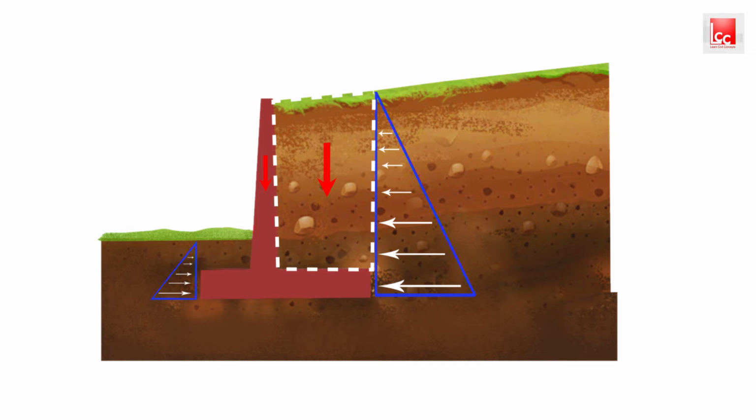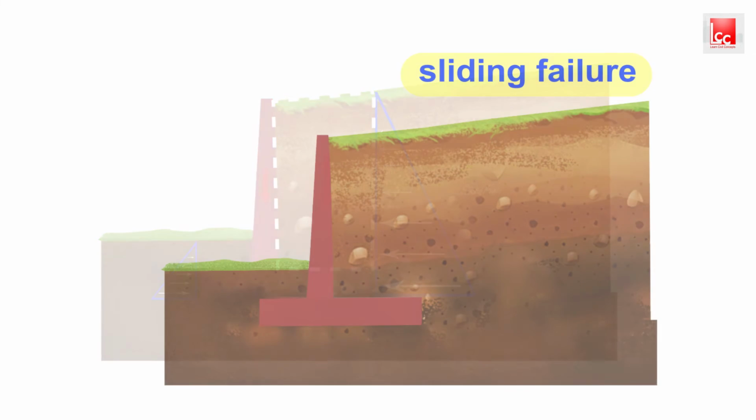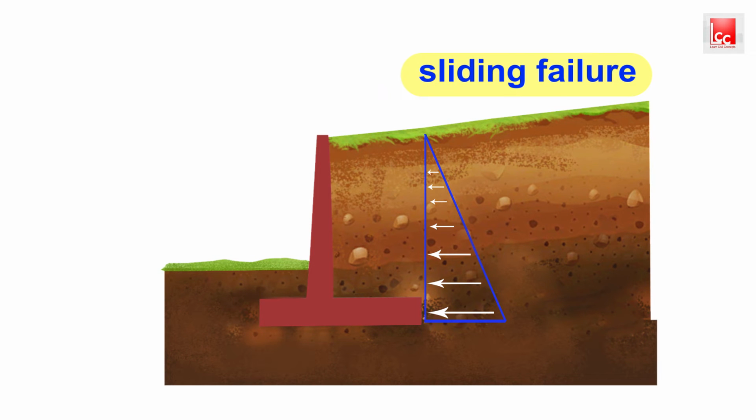The model shows red arrows downward representing stabilizing forces, while others show overturning forces. The failure of a cantilever retaining wall by sliding is known as sliding failure. In this type of failure, all lateral forces try to slide the wall. The resistance against the sliding is mainly provided by the friction between the base slab and the soil below it.